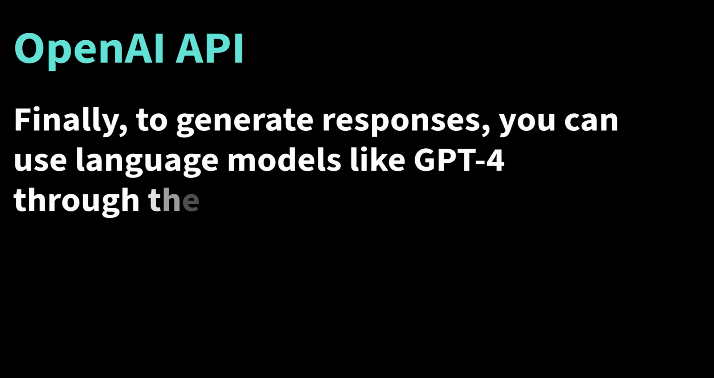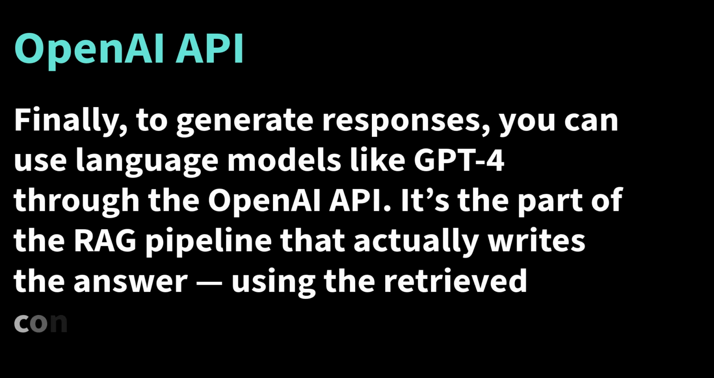The last tool is OpenAI's API. Finally, to generate responses, you can use language models like GPT-4 through the OpenAI API. It is the part of the RAG pipeline that actually writes the answer, using the retrieved context as fuel. With these tools, you can go from raw data to a smart retrieval augmented assistant in hours, not months.